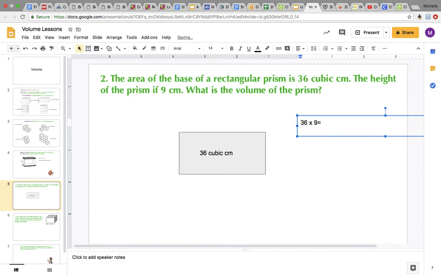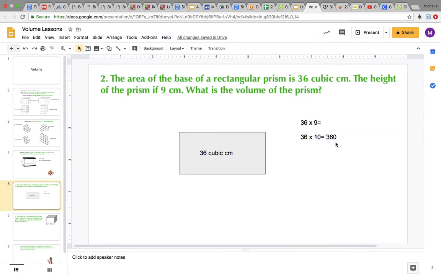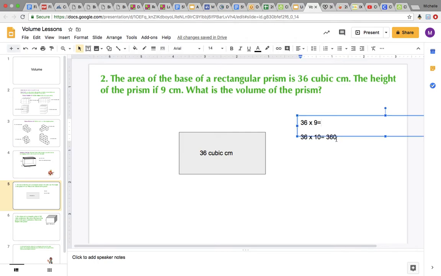Now, you can solve this however you want. The way I prefer would be to, I know that 9 is close to 10. Okay, so I'm going to do 36 times 10, and I'm going to get 360. Now, in order to find 36 times 9, I have to take a group of 36 away from 360. Okay, so 360 minus 30 is 330. Then minus 6 more would be 324 cubic centimeters. And this is our volume.